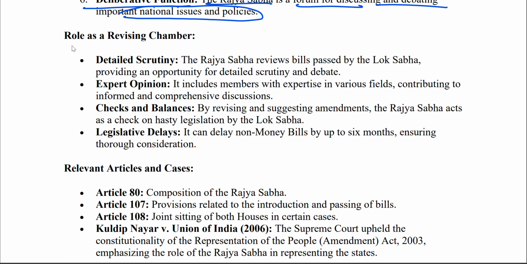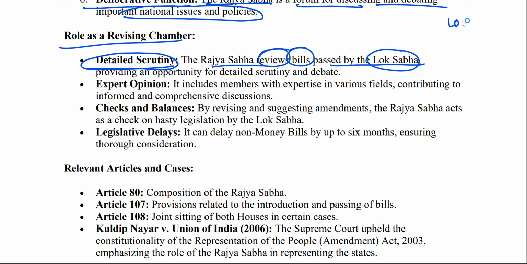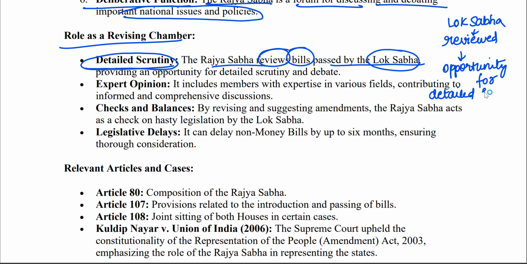Role as the revising chamber. Therefore, it has a detailed scrutiny. Rajya Sabha reviews every bill which is passed by the Lok Sabha. So when a bill is passed by the Lok Sabha, that bill is reviewed. Right, and it provides an opportunity for the detailed scrutiny and debate.